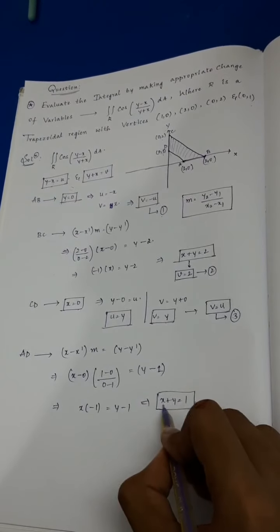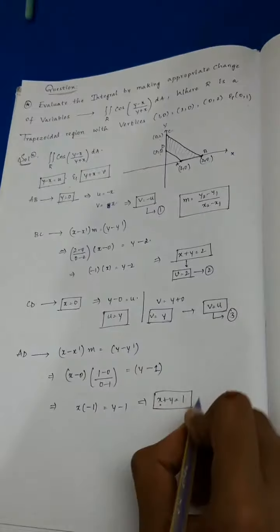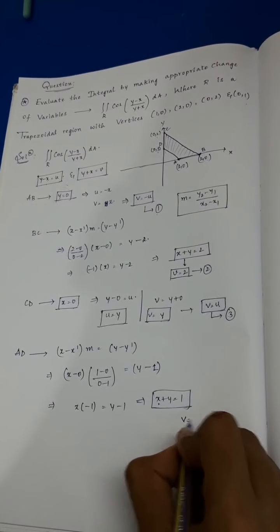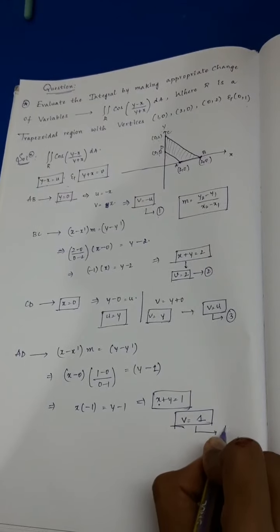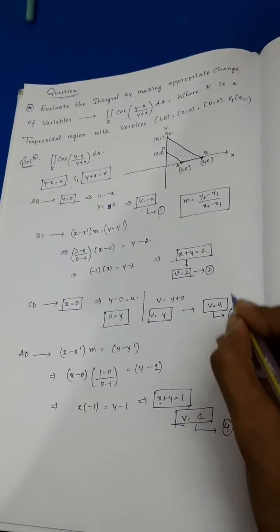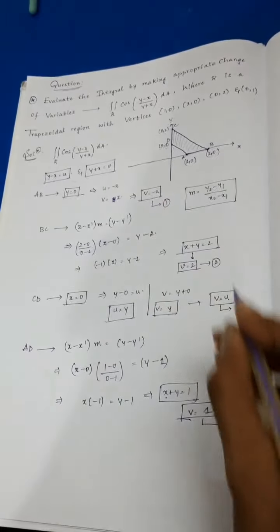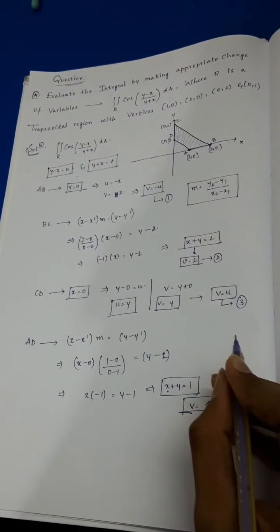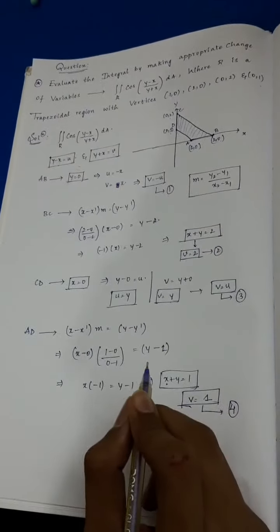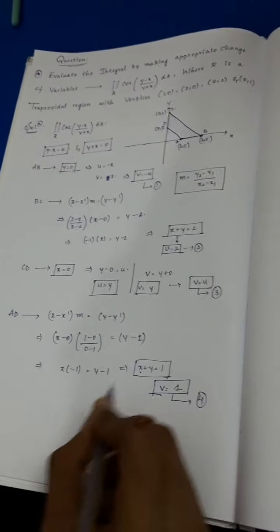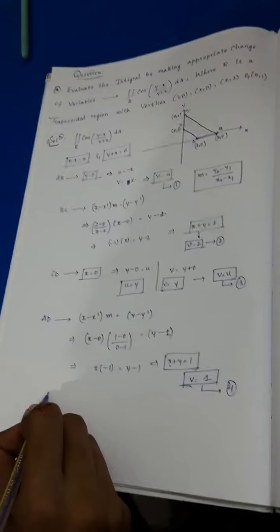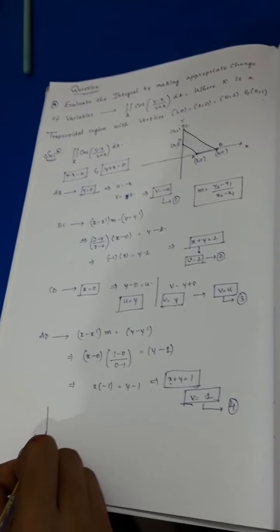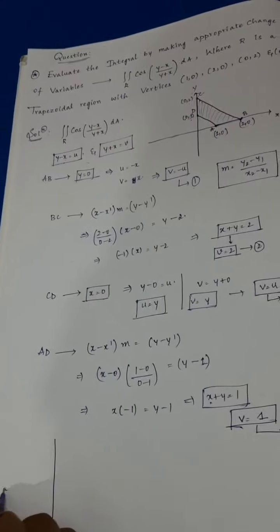Since we know that x plus y is equal to v, this would be v is equal to 1. This is the fourth line equation. So now, taking these four line equations, we are going to plot them in the UV plane. By plotting them, we will get another graph, the UV plane, through which we will find the area.